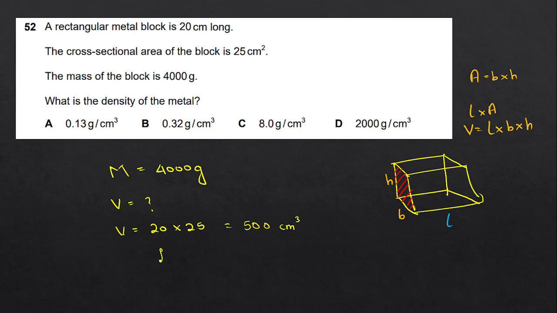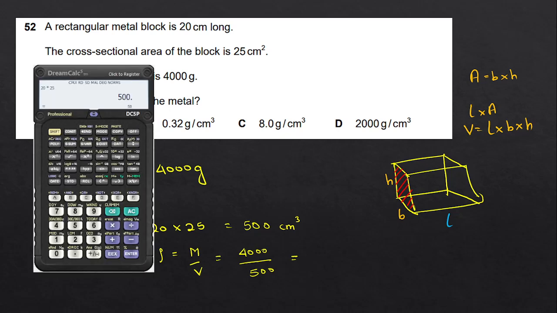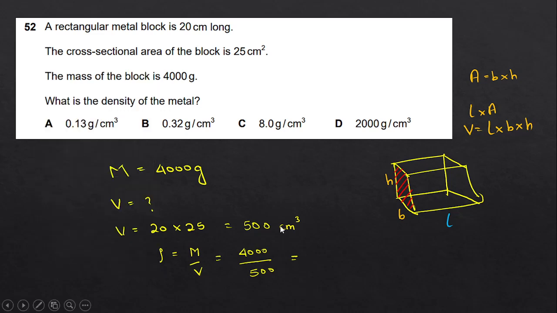Now the density is given by mass over volume. 4000 divided by 500. So let's use the calculator. 4000 divided by 500, that will be 8. So the answer is 8 grams per cm cube. So the correct option is option C.